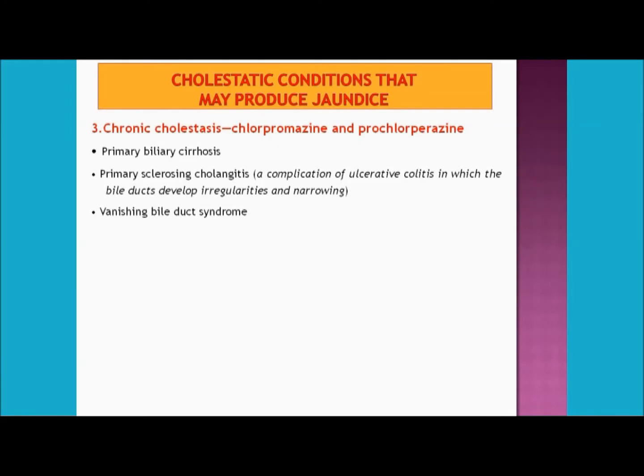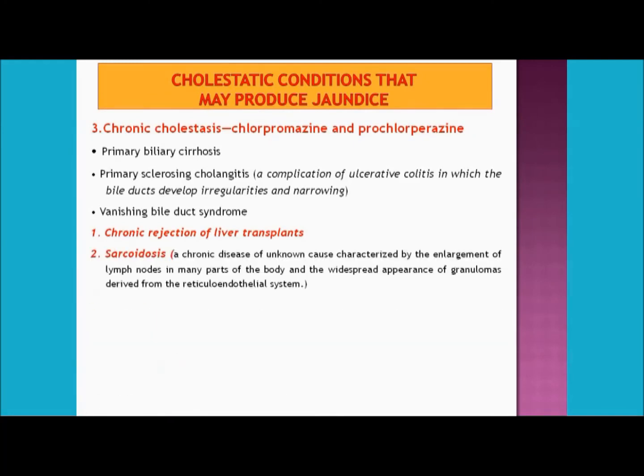The next one is vanishing bile duct syndrome. These are the symptoms which are generally found in chronic cholestasis, and this can lead to jaundice. The next one is chronic rejection of the liver transplant. If the body is rejecting the liver transplant, that can also induce jaundice. The next condition is sarcoidosis.